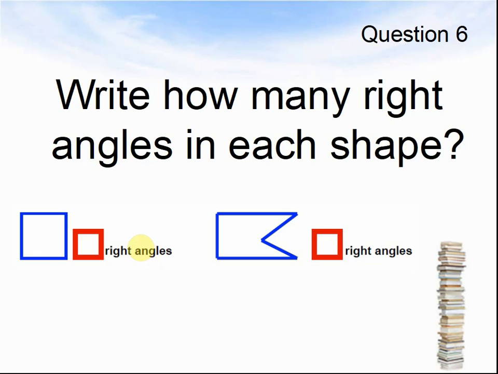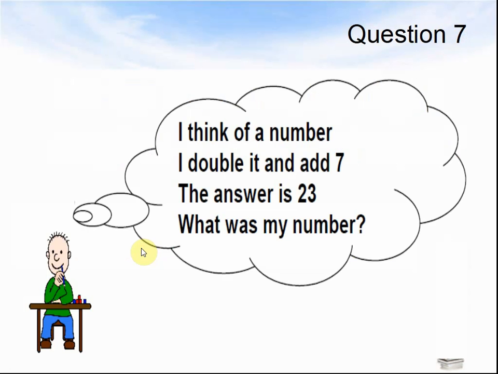Here comes question 7. Question 7. I think of a number. I double it and add 7. The answer is 23. What was my number? Pause the video until you're ready for question 8.